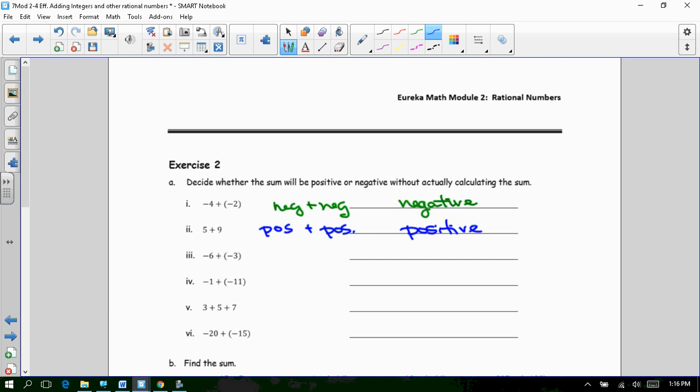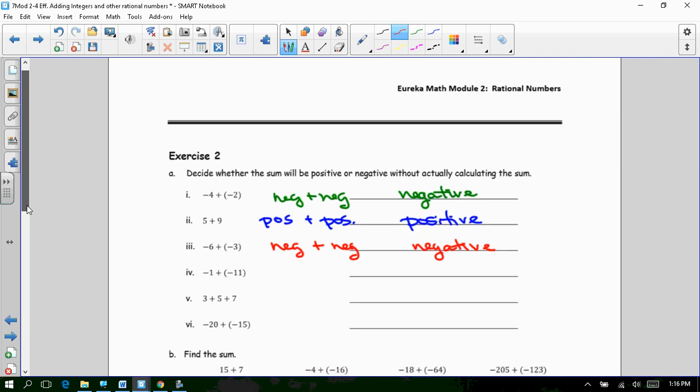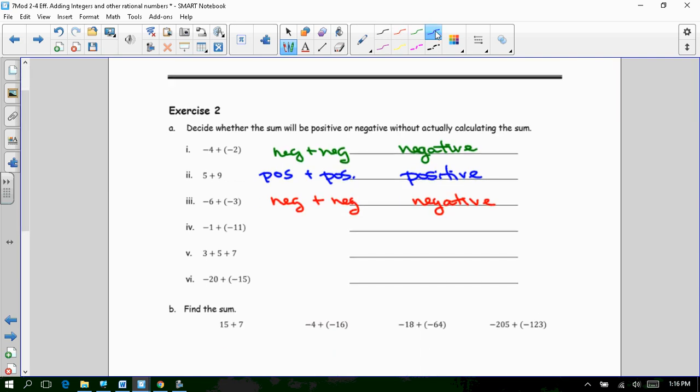Take a look at 3. What do I have? I have a negative, right? Negative 6 plus a negative 3. So what kind of answer will I get? I'm going to get a negative answer. All right, I want you to try the next 3 on your own. I will just wait here quietly while you do those. You don't have to hit pause. Just go ahead and do those right now.